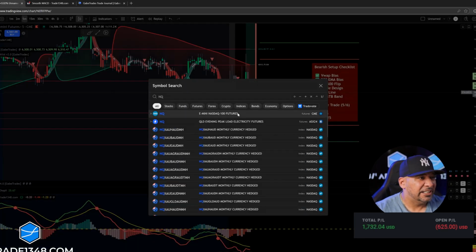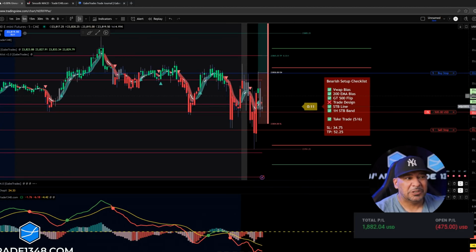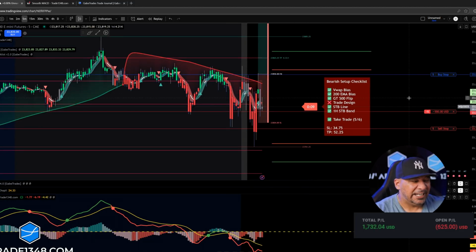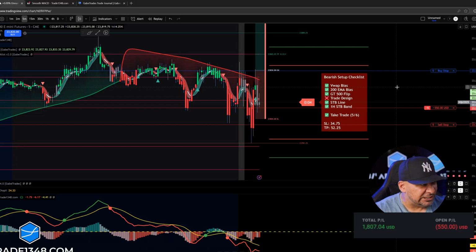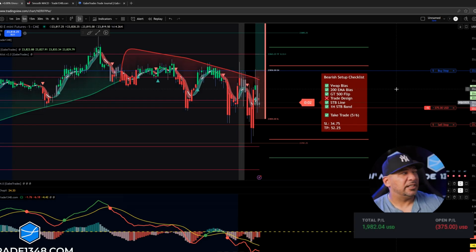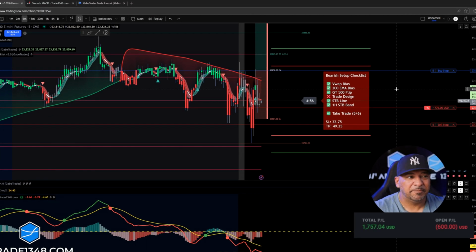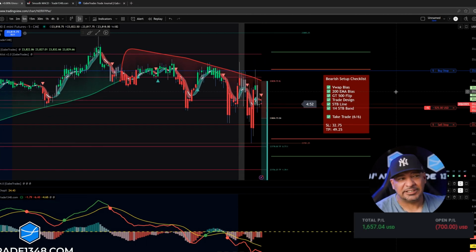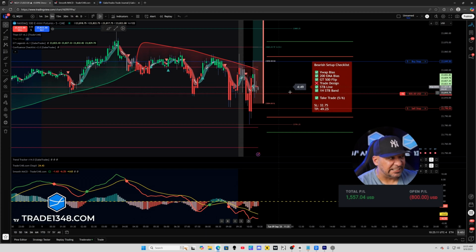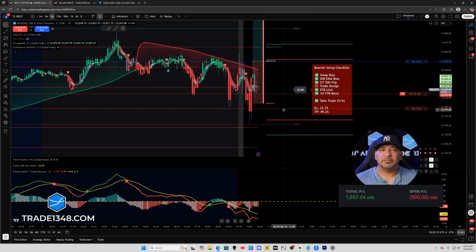If anything, the setup checklist is going to force you to be a super patient trader, absolutely super patient trader. Okay. So we're going to wait for this to happen. Really not stressing out, guys. There we go. Trade design. We need a candle close or trade design down. Everything should work out.